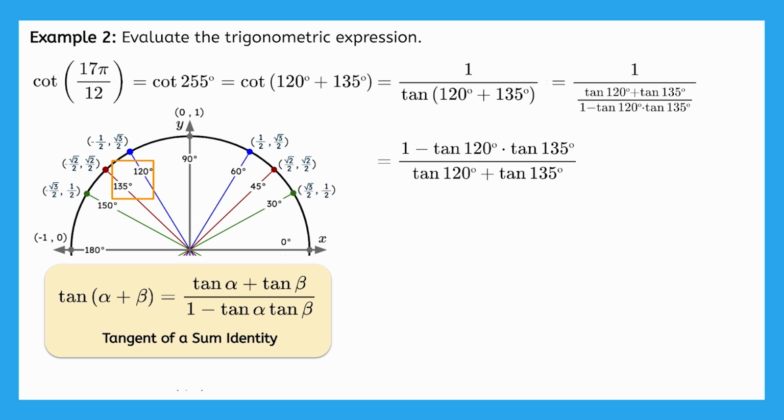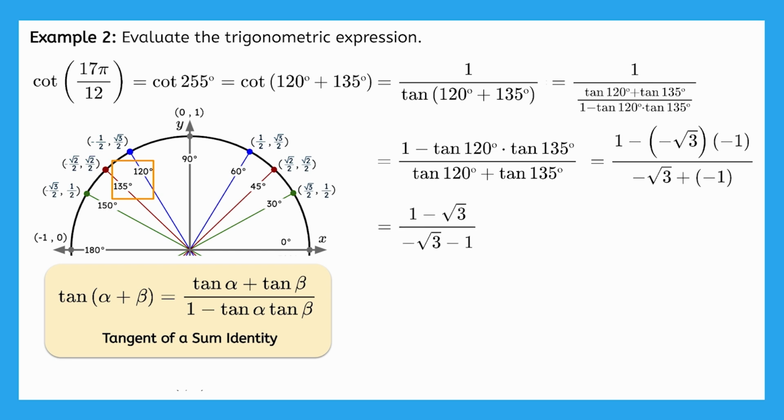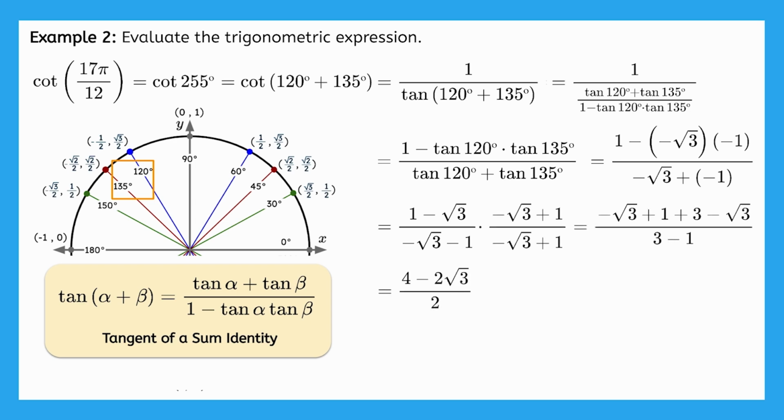Then, using the unit circle, we evaluate tangent of 120 degrees and tangent of 135 degrees and simplify the signs. We can further simplify this expression by rationalizing the denominator. Combining like terms and then dividing both terms in the numerator, we end up with 2 minus square root of 3.